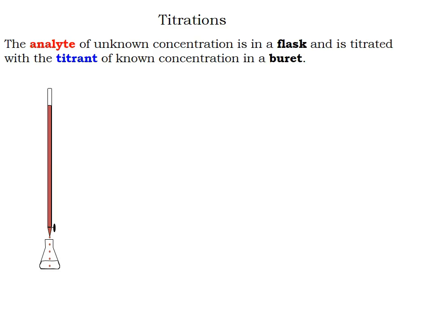So in a titration, the analyte of unknown concentration is in a flask, and it is titrated with the titrant of known concentration in a burette. So the analyte is down here, the titrant is up here. In the lab that we do in Chem 102, the analyte is vinegar, and the purpose of the lab is to determine the concentration of acetic acid in vinegar.